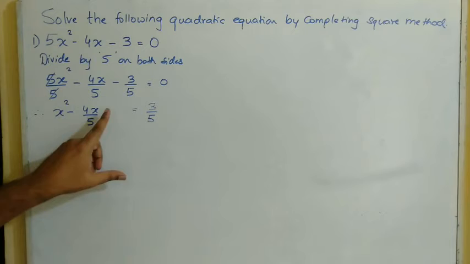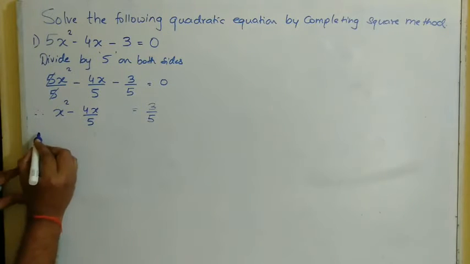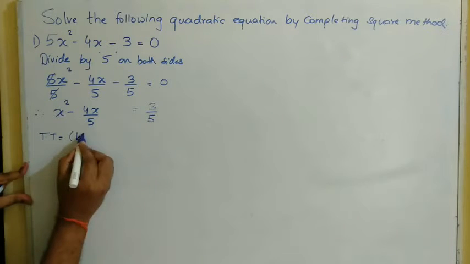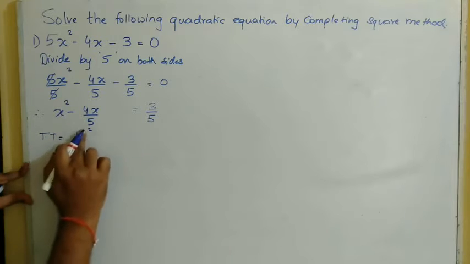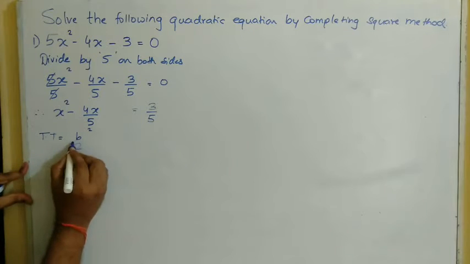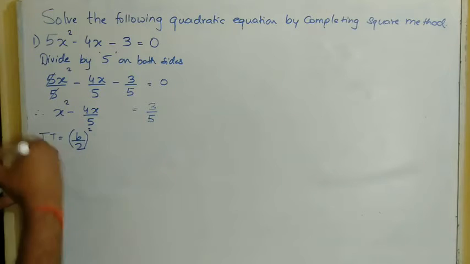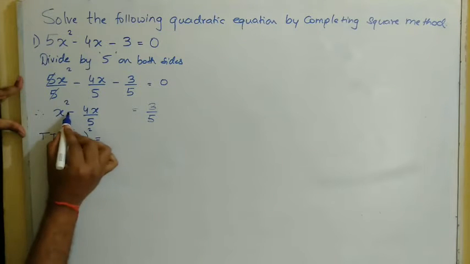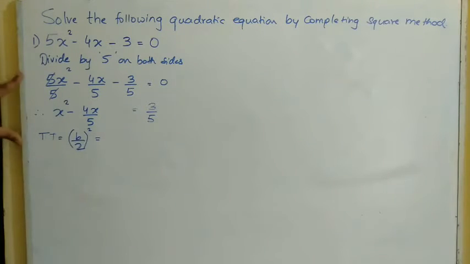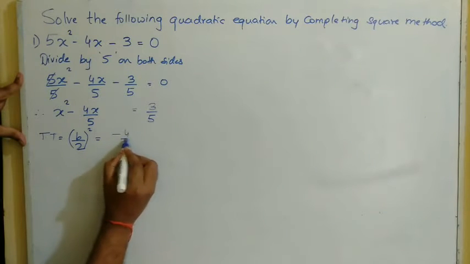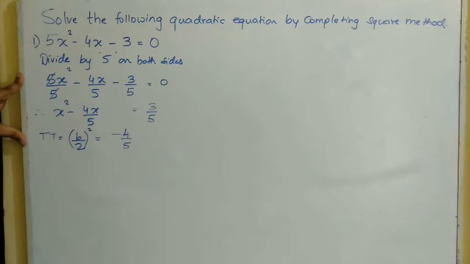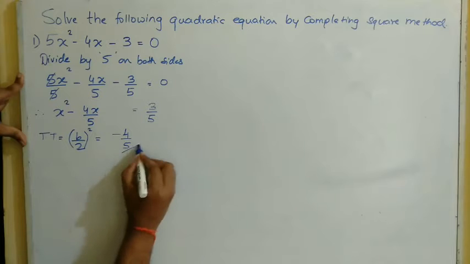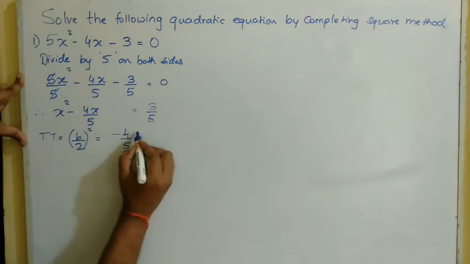Now for the completing square method, I have to find out the third term. So how will I find out the third term? TT stands for third term. It is equal to b square upon 2, so this is b upon 2 the whole square, in fact. So I have b, you can see here, it is minus 4 upon 5. So I will take minus 4 upon 5, divided by 2 the whole square.